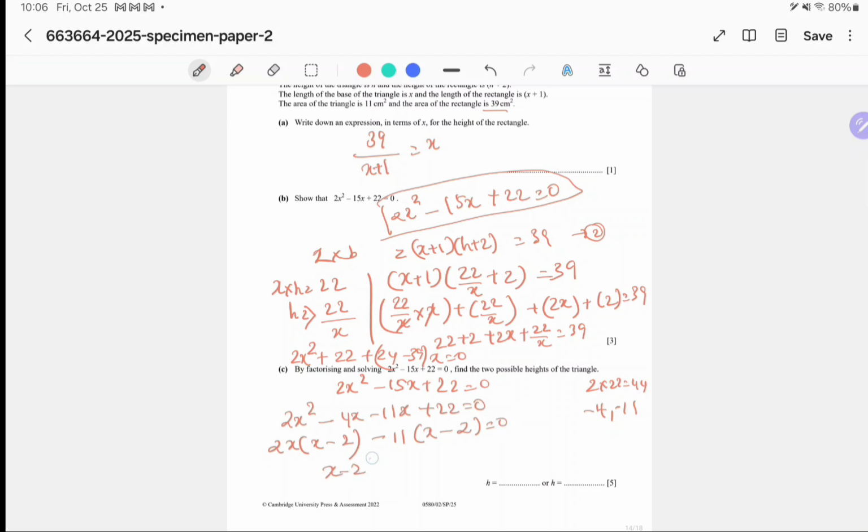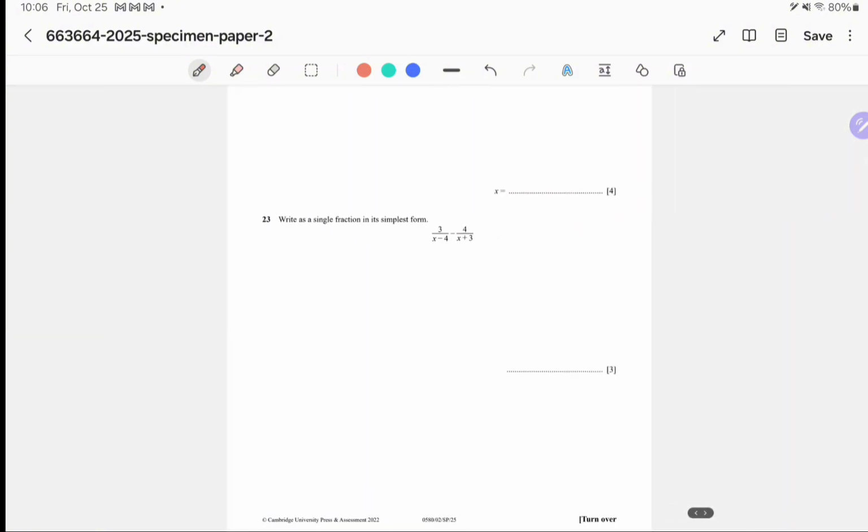So x minus 2 is one part and 2x minus 11 is the other part. So equating to 0, x will be equal to 2. Here x will be equal to 11 by 2. So the two heights are 2 and 11 by 2. Okay, next question.